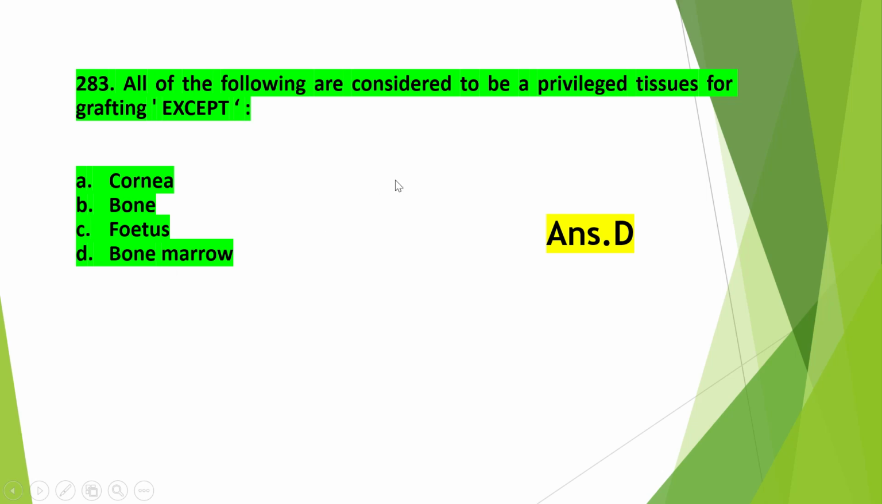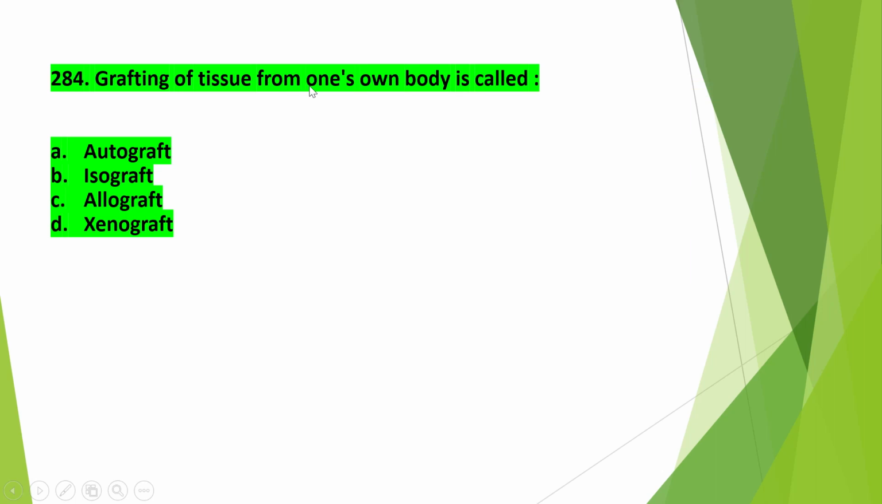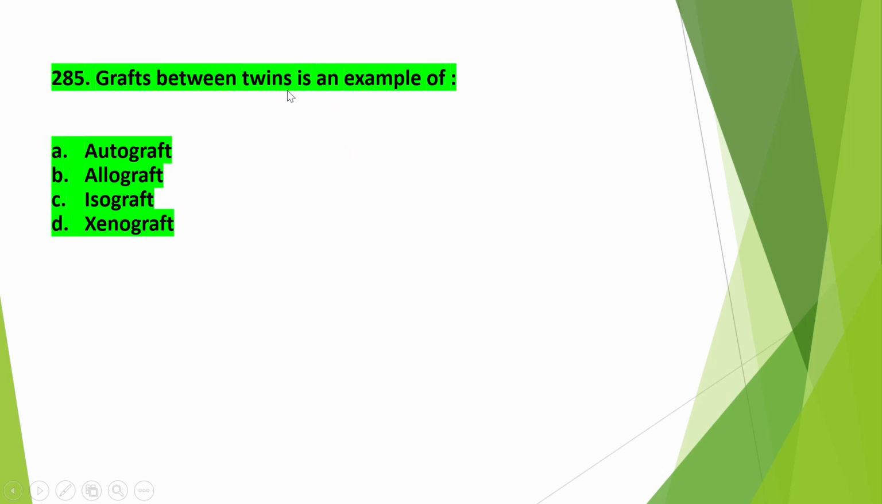Okay, so move on to the next: grafting of tissue from one's own body is called autograft, isograft, allograft or xenograft? The right answer is option A, that is autograft. So autograft is grafting a tissue from an individual's own body. Okay, so move on to the next: graft between twins is an example of autograft, allograft, isograft or xenograft? The right one is option C, that is isograft. So graft between twins is an example of isograft.